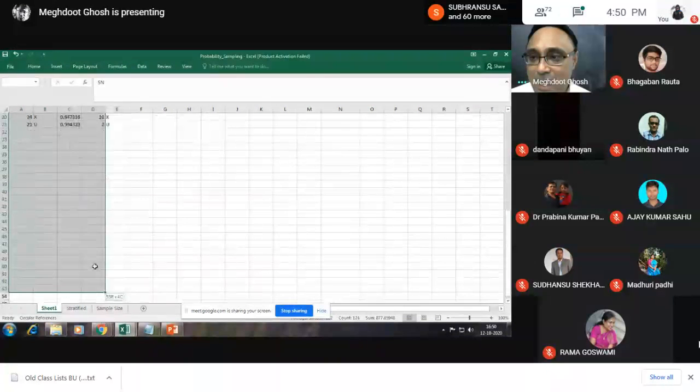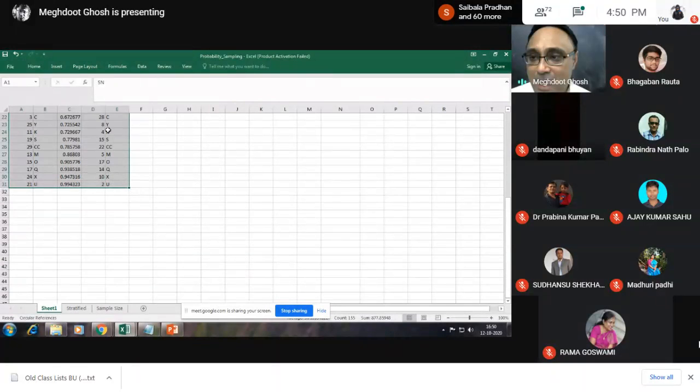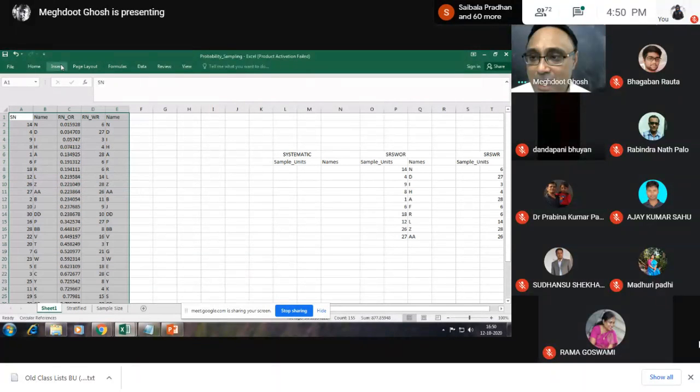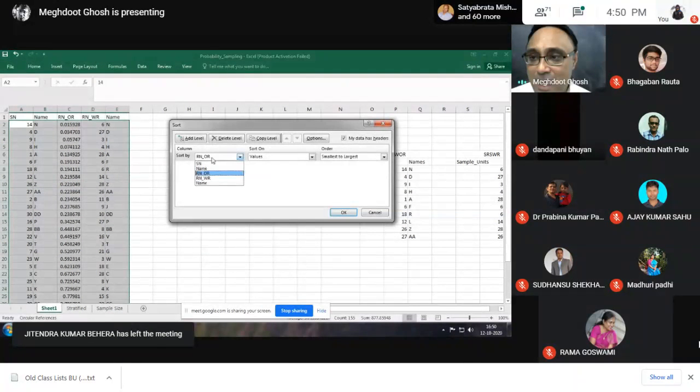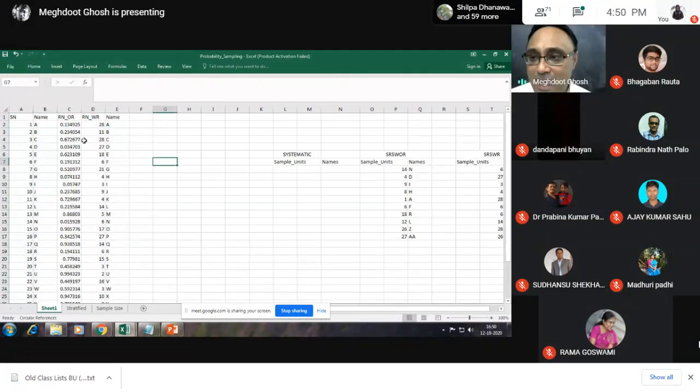Let us go to the original part. How to go to the original part? Just select data, go to sort. From here you select serial number and press OK. So whatever sampling frame we had previously, we have returned to that sampling frame over here. It starts from 1 to 30 and the names are also arranged in that manner. For systematic random sampling, here you add a column called mod.